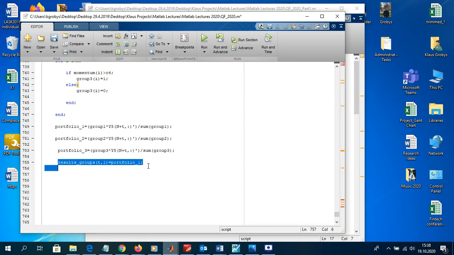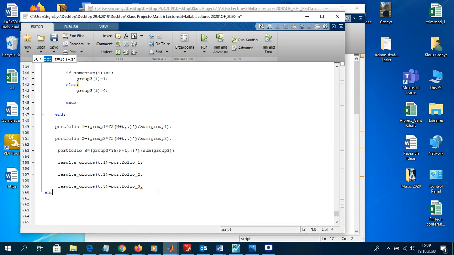Then we can just copy this into the next row. In the second column of that matrix result_groups, at position t, we store the excess returns of the group that are in the middle. And in the third column of our matrix result_groups, at position t, we store the average returns of those stocks that are in the group that had the highest returns in the previous month. Okay, so that's as simple as this.